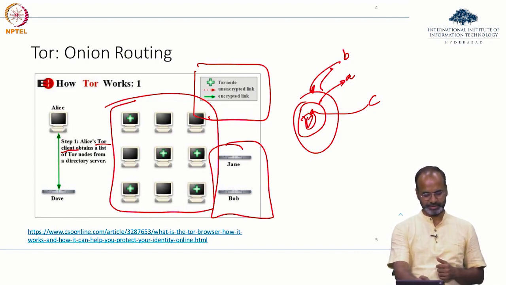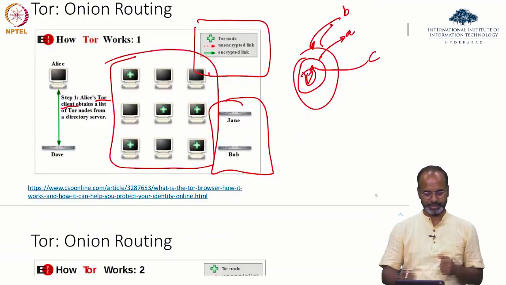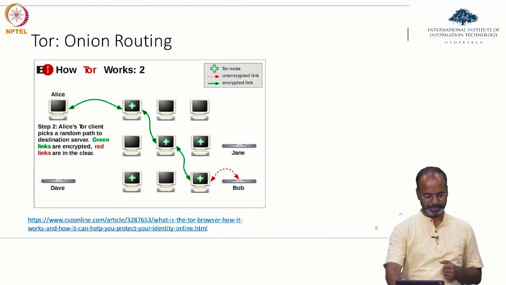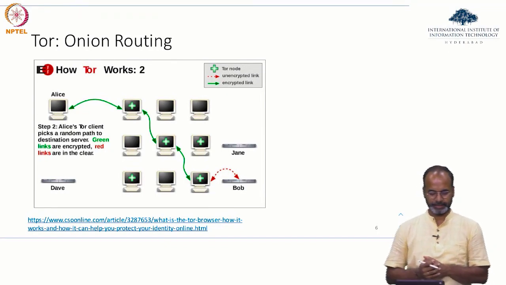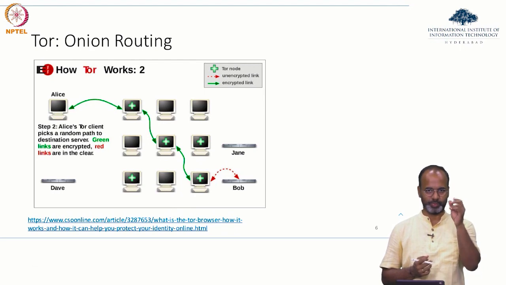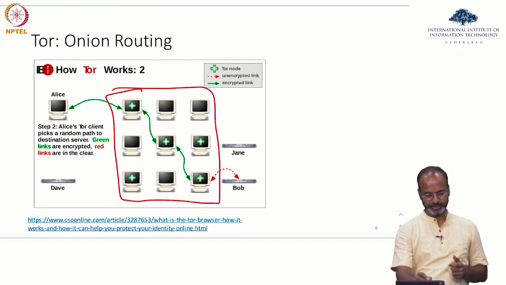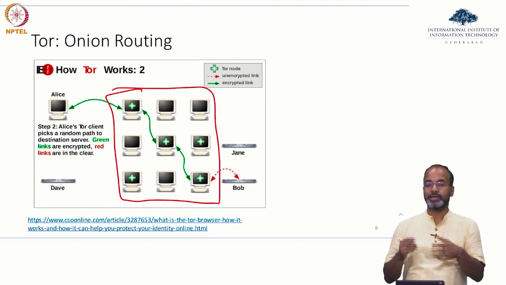Here is the encrypted link between the users that want to interact with. I want to access some websites, and that's the website being talked about here. Step 2: Alice's Tor client picks a random path. Why it is random will become clear. If you look at this, these are the nodes. You want to keep it random so that traceability is not there.